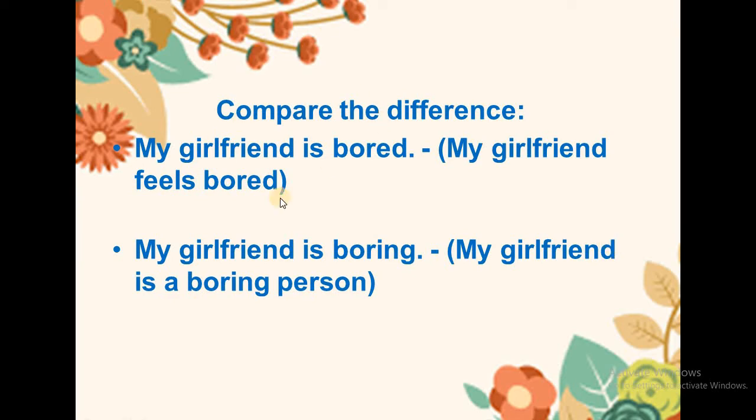Let's have a look at this example. Here we have to compare the difference between these two sentences. My girlfriend is bored and my girlfriend is boring. What is the difference between these two sentences? My girlfriend is bored. Here I'm describing the feeling of my girlfriend. So I'm describing the feeling of a person. My girlfriend is boring. Here I'm describing the characteristics of my girlfriend. My girlfriend is a boring person. So I'm not describing her feelings, no. I'm describing her characteristics.